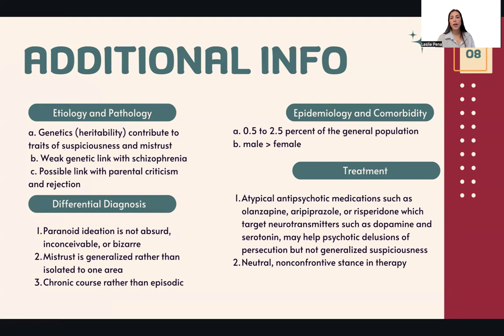It occurs in 0.5 to 2.5% of the general population, and it happens more in males than in females. Atypical antipsychotic medications, which target neurotransmitters such as dopamine and serotonin, may help the psychotic delusions of persecution, but not the generalized suspicions. And then in therapy, we need to have neutral, non-confrontational stances.